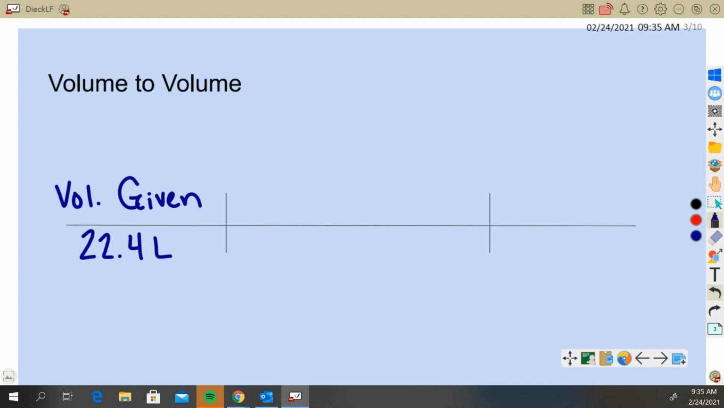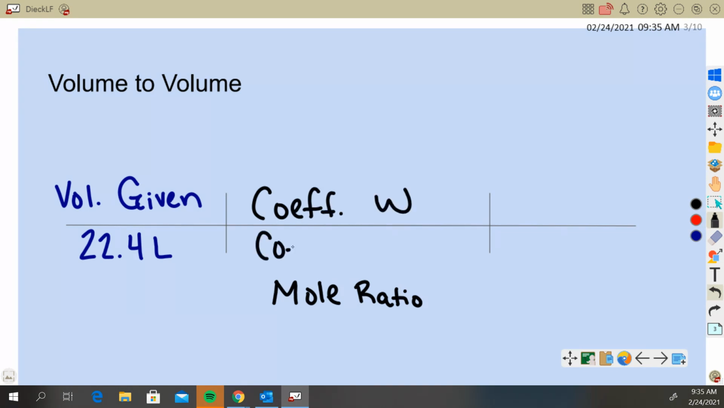Okay. In the middle is always our mole ratio. The middle is always going to be our mole ratio. Okay? So mole ratio is always in our center. That's going to be the coefficient of what we want over the coefficient of what we are given. Okay? Where do we get these from again? Do we remember? Where do coefficients come from? The equation. Okay, so they come from our equation.